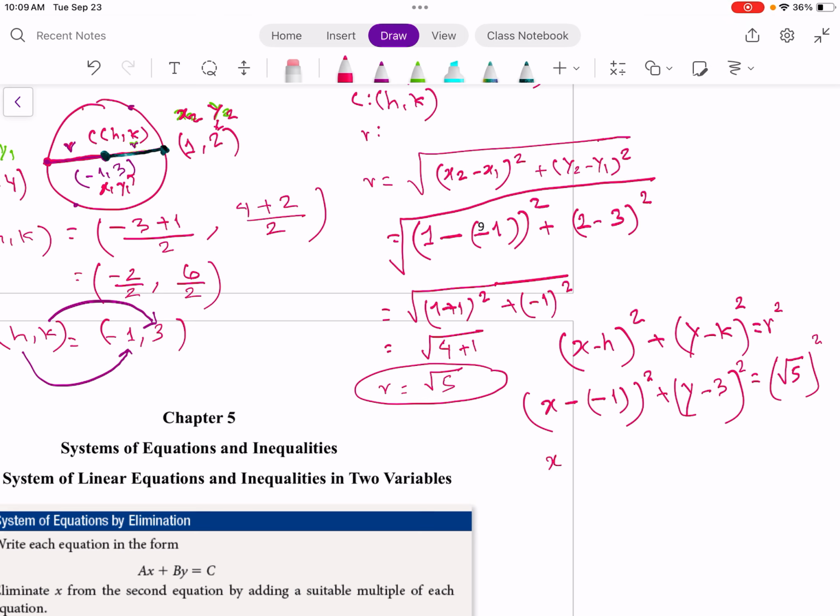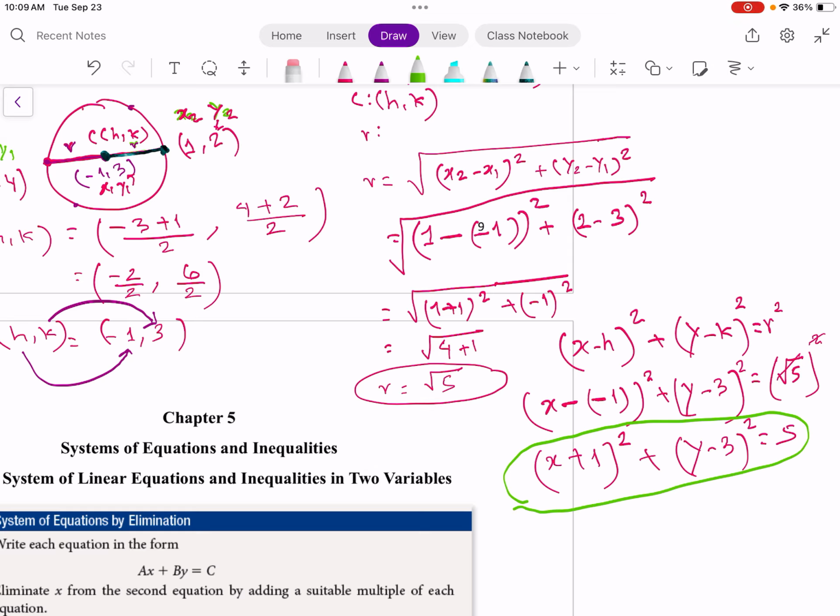This is x, negative times negative 1, positive 1, squared, plus (y minus 3) squared equals, so the square and square root cancel, and we have 5. And this is the equation of the circle.